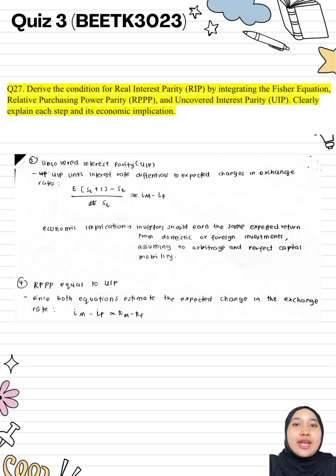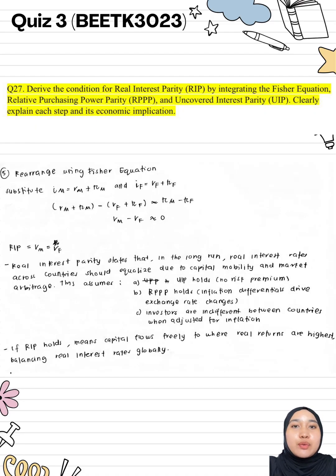So, iM minus iF is approximately equal to πM minus πF. Now substitute the Fisher equations into this. So we say rM plus πM minus rF plus πF is approximately equal to πM minus πF. And we simplify it and we get rM minus rF is approximately equal to 0. Therefore, we conclude rM equals rF. That's the real interest parity condition.